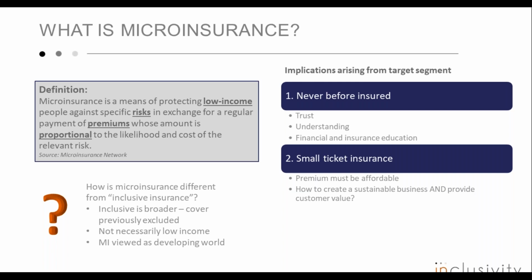So some of you may be familiar with Lemonade from the US, which is about a year old now. That would be very clearly an inclusive insurer, but probably not regarded as a microinsurer. 75% of the customers are actually first-time buyers of insurance. But being in the US, they tend to have high-income customers, and a lot of them tend to be young professional individuals.